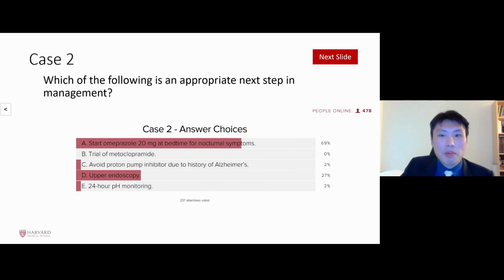So it seems like we have a majority suggesting starting omeprazole at that time for nocturnal symptoms, a smaller percentage choosing upper endoscopy. So let's go over some of the data on what we know about managing GERD, and we'll come back to this question.